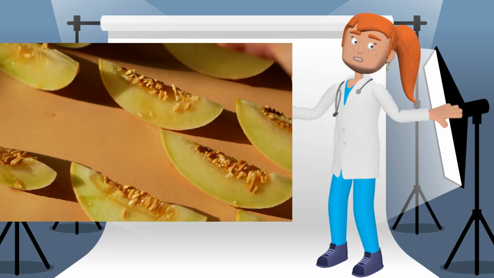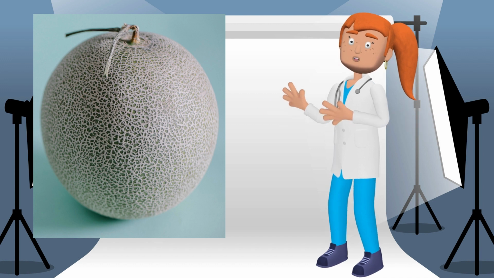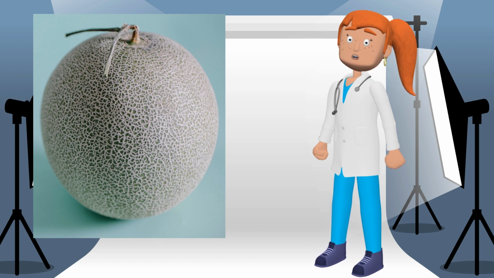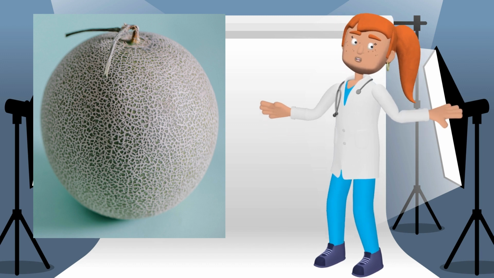4. Skin health. The high water content and antioxidant properties of melons can help promote healthy skin and reduce the risk of skin damage. 5. Anti-inflammatory properties. Melons contain anti-inflammatory compounds, such as cucurbitacin E and flavonoids, which can help reduce inflammation and promote overall health.